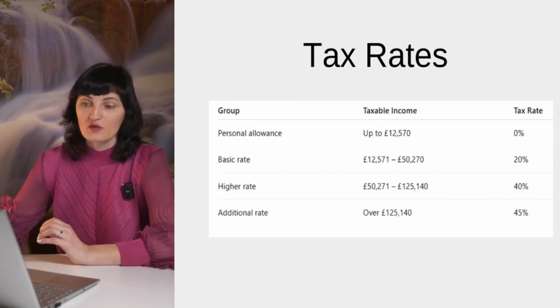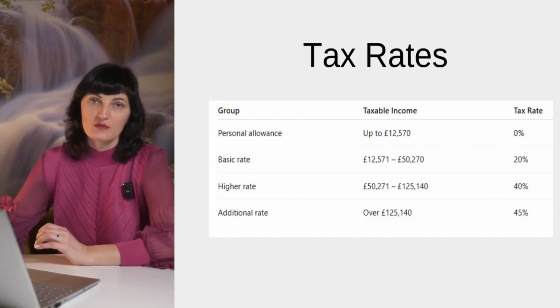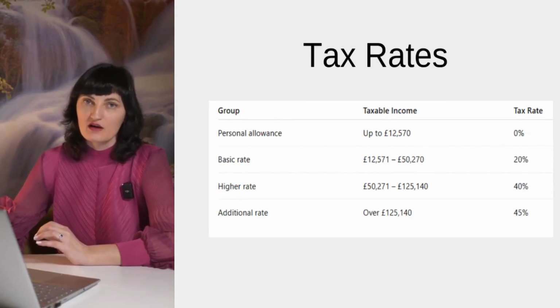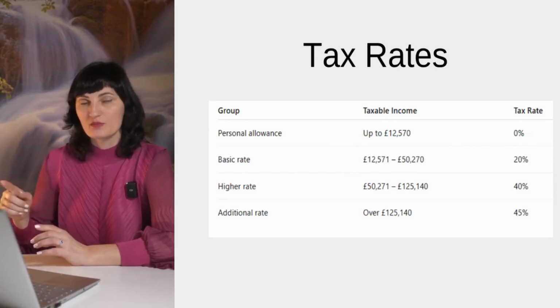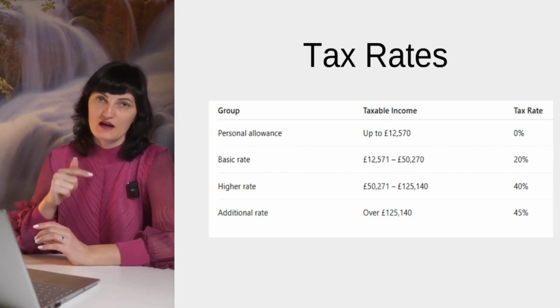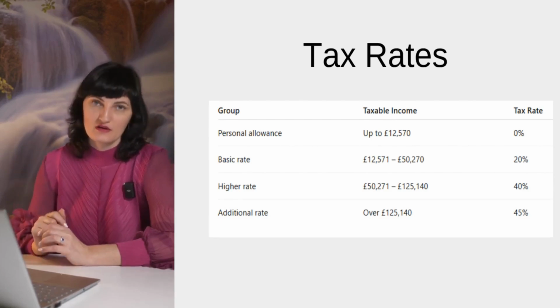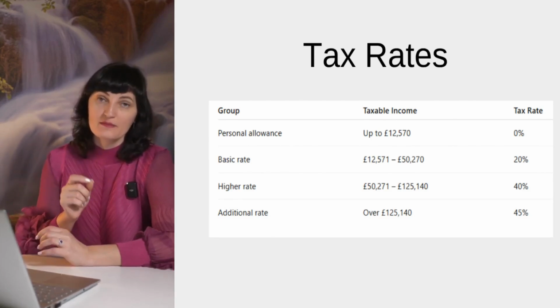Please note that there are also cases where the personal allowance is reduced. If your income, your profit, exceeds £100,000, then every additional pound you earn reduces your personal allowance, the one that's £12,570, by 50p.